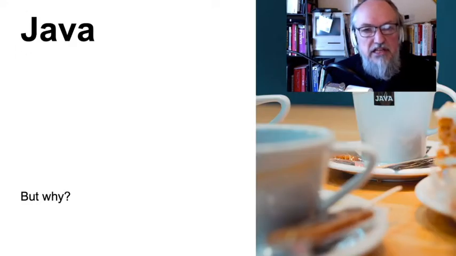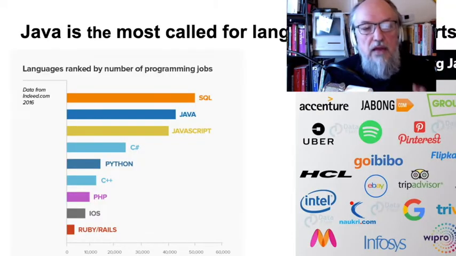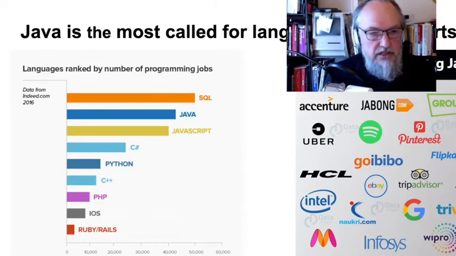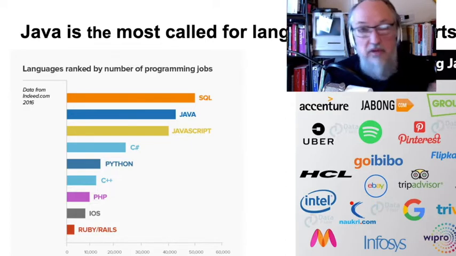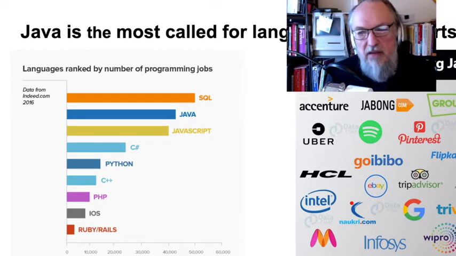So we're going to be teaching you Java on this course. Why Java, you may ask? Well, Java is still the most called-for language in most job adverts. SQL, it's not a programming language. The top 100 companies in the UK, they all program in Java, even if they do not make software. All these big software companies, they all program in Java.